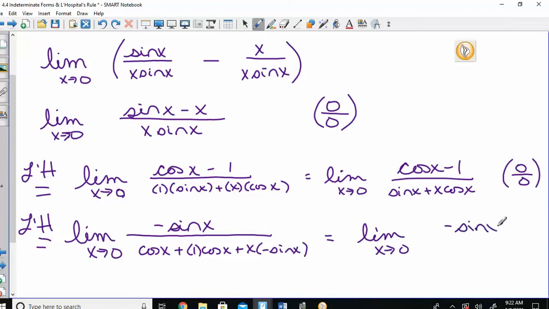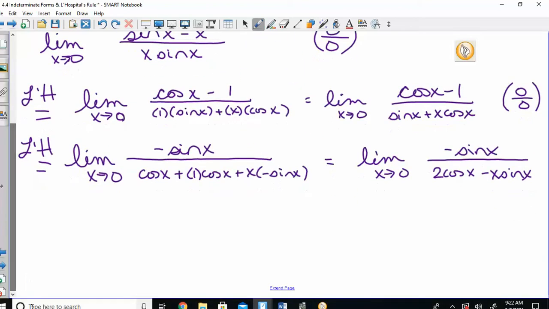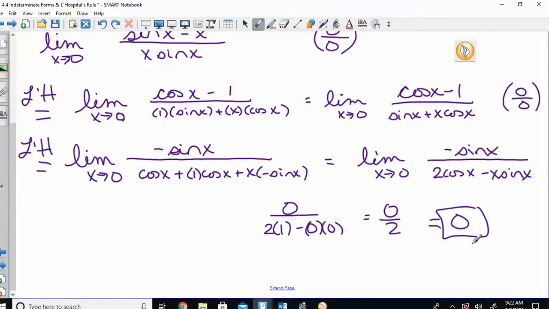Combine like terms. Cosine x plus cosine x, so 2 cosine x minus x sine x. Okay, so on the top, negative sine of 0, that's the opposite of 0, which is just 0. On the bottom, 2 times cosine of 0 is 1, minus 0 times 0. So we get 0 over 2, which is 0. We finally got an answer.